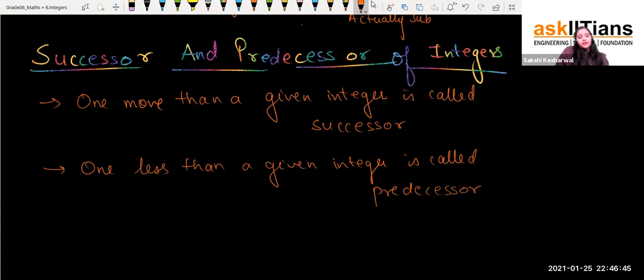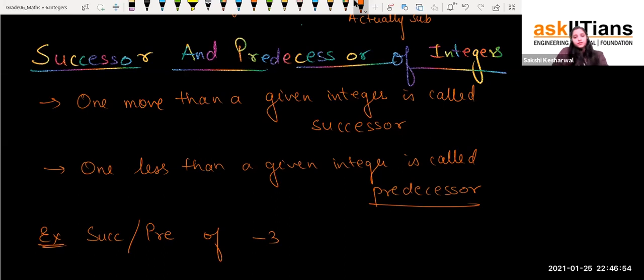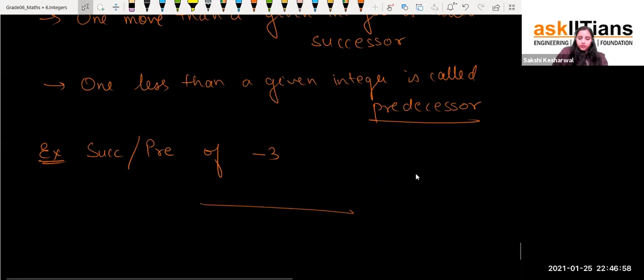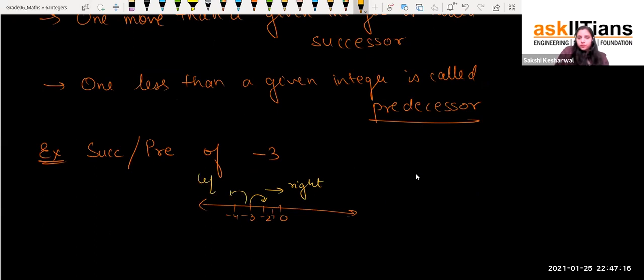Predecessor. So for example, if I ask you the successor and predecessor of negative 3, just think. Now if you see on a number line, this is 0 and this is negative 3, this is negative 2 and this is negative 4 and this is negative 1. One more than a number means one more in the right direction, and one less than a number means in the left direction. Yes or no?